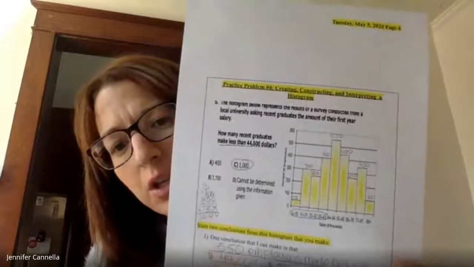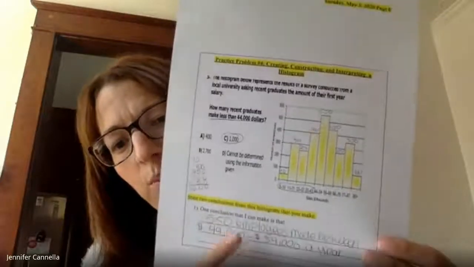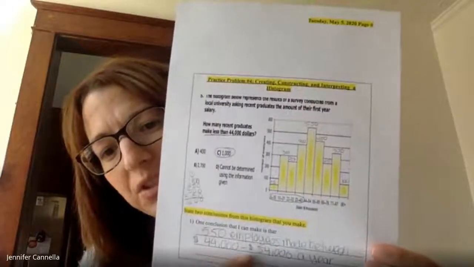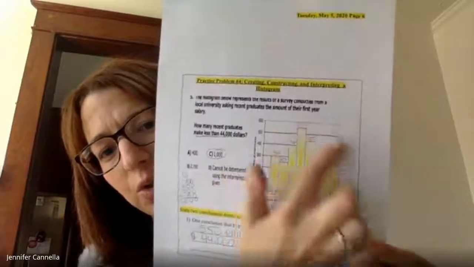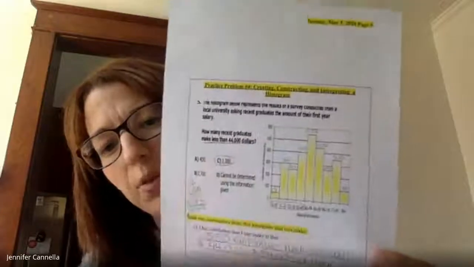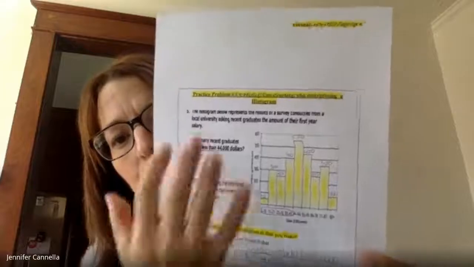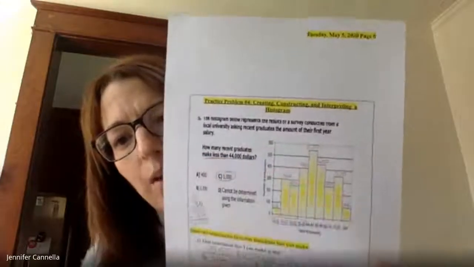So the conclusion, you're going to make that on your own. But what I did is that 550 employees made $44,000 to $54,000 a year. I used my histogram to come up with what I saw. On the conclusion part, you're going to write what you noticed when we're done. All right, Maddox, let's go do practice problem 5, which I think we did yesterday.